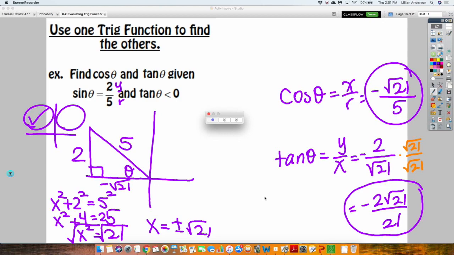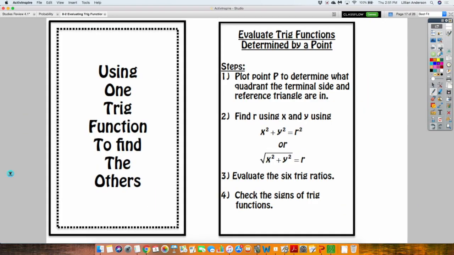All right. Let's wrap this up. Using one trig function to find the others. You can do that, because at the end of the day, if you're able to determine 2 out of those 3 sides, you can find the third, and then you can do all 6. Okay? So, how to do this? Plot the point, of course, and determine what quadrant the terminal side and reference triangle are in. Just like we did before.